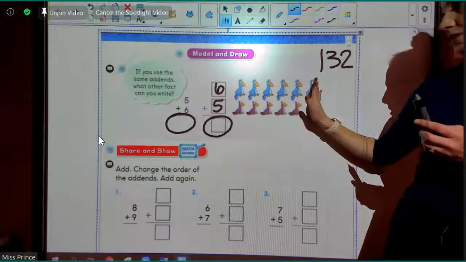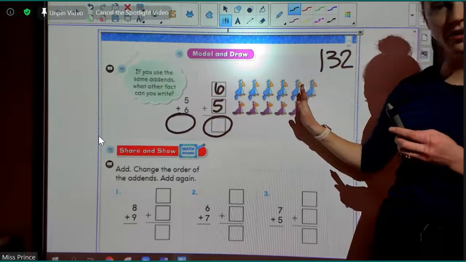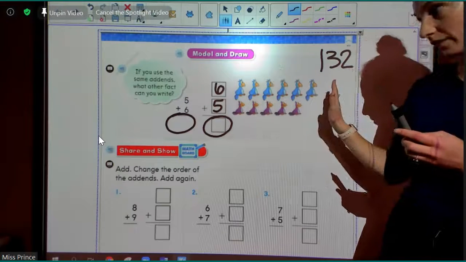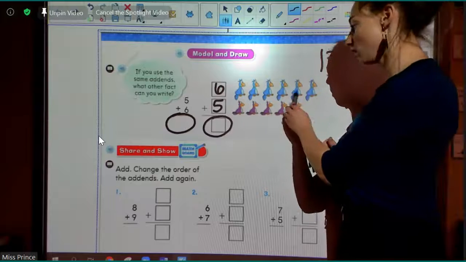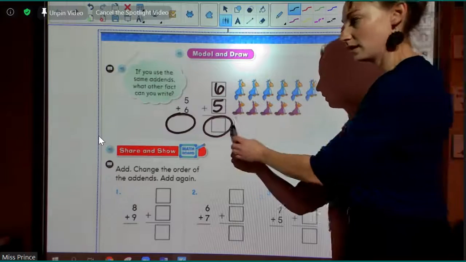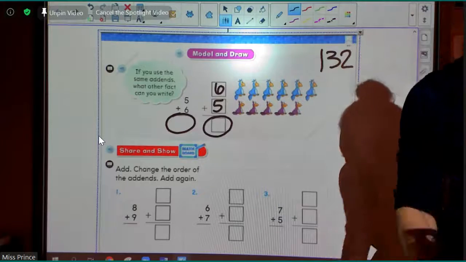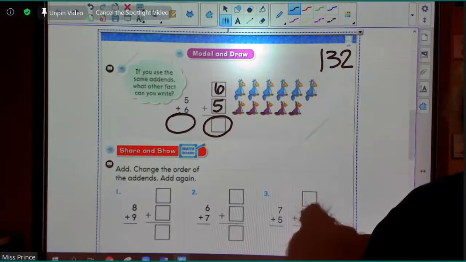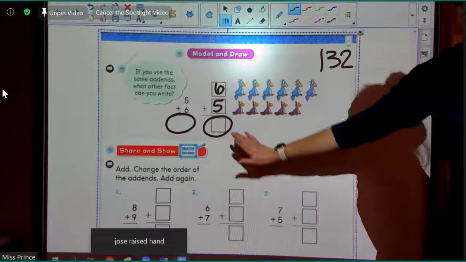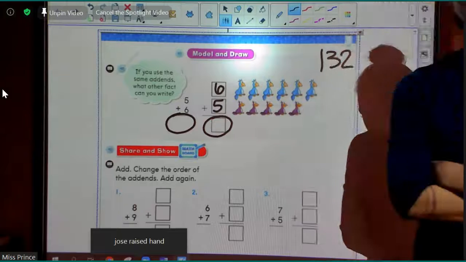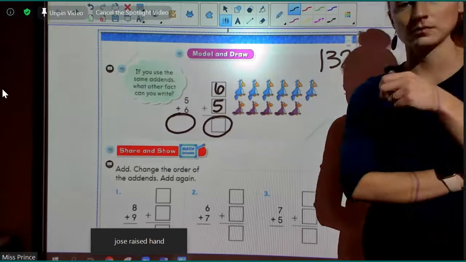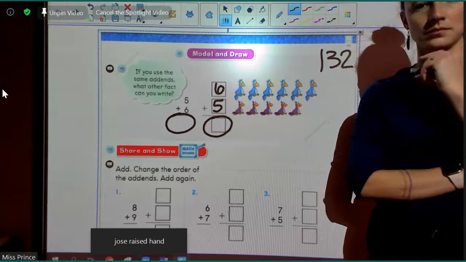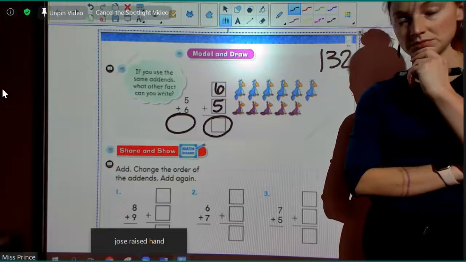So we need to count our birds and figure out how many birds we have all together, okay? So go ahead and count all the birds. And we're going to put the answer in here. Jose, make sure you raise your hand, please. I'm going to be calling on Liam to tell me how many birds. Jose, do you have a question?